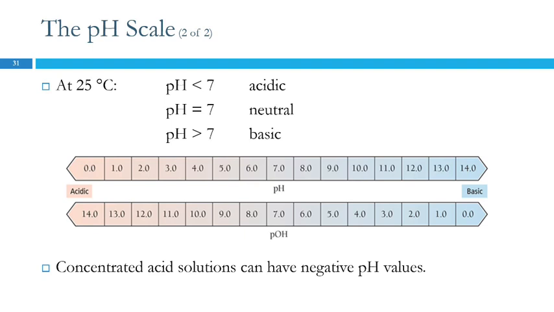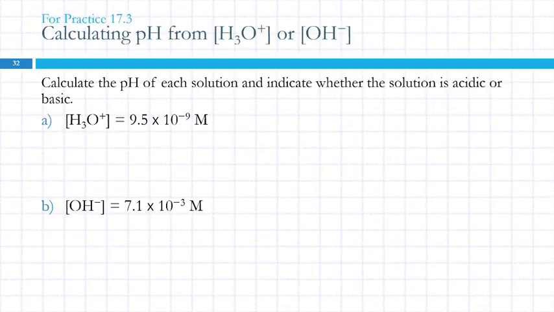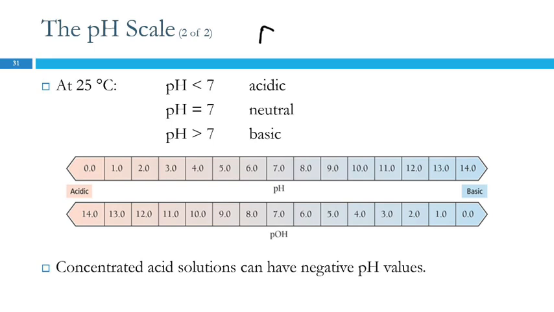The pOH is the negative log of the hydroxide ion concentration. So these are directly related to each other. A neutral solution, the pH is 7, the pOH is also 7. If the pH goes down, the pOH goes up. If the pH goes up, the pOH goes down. Because one concentration is going up, the other one has to go down.